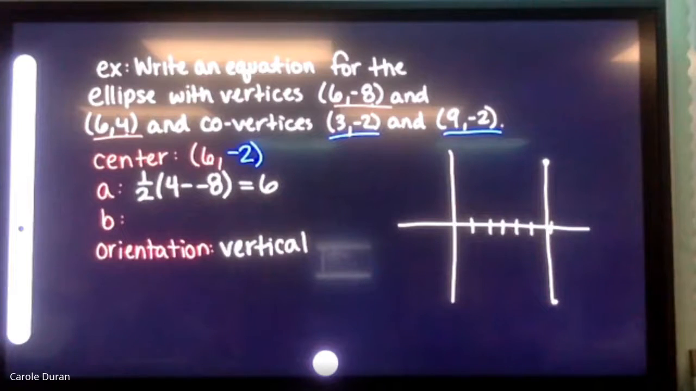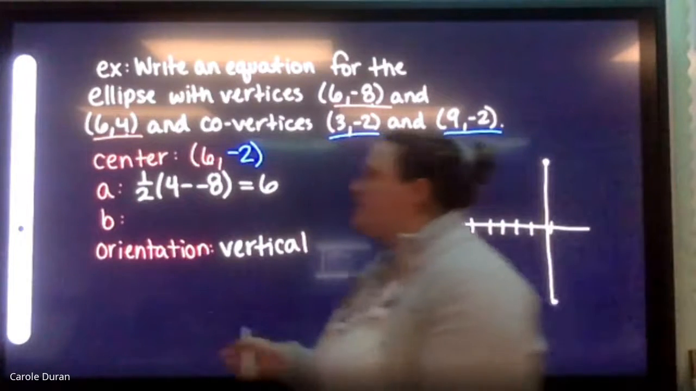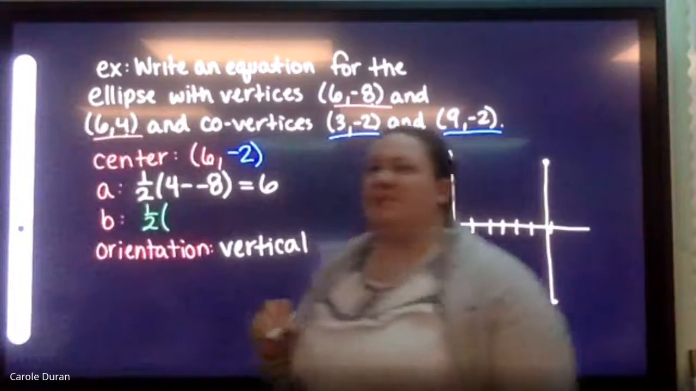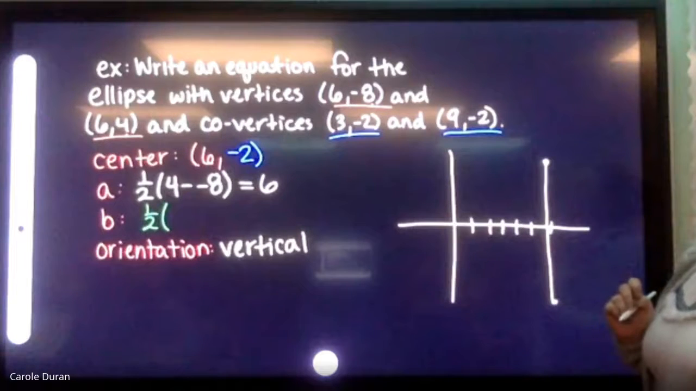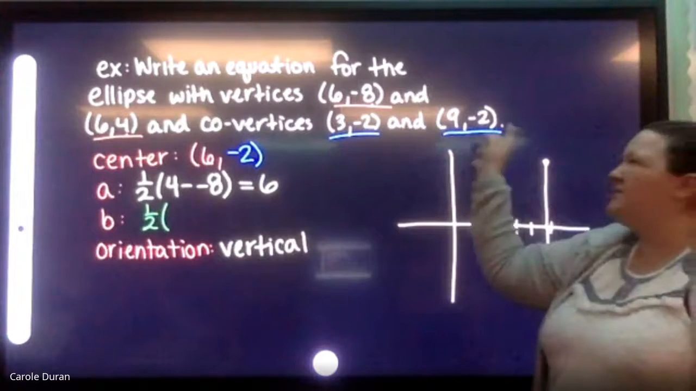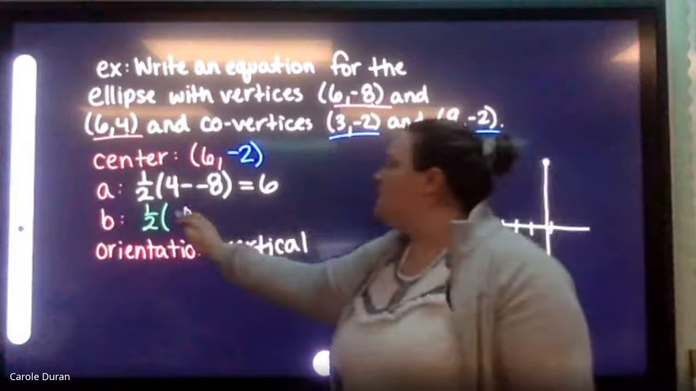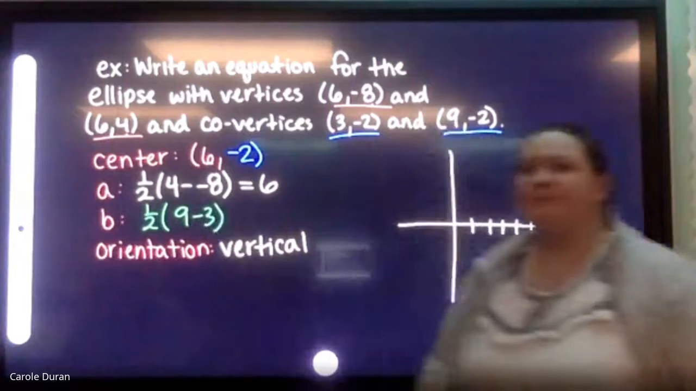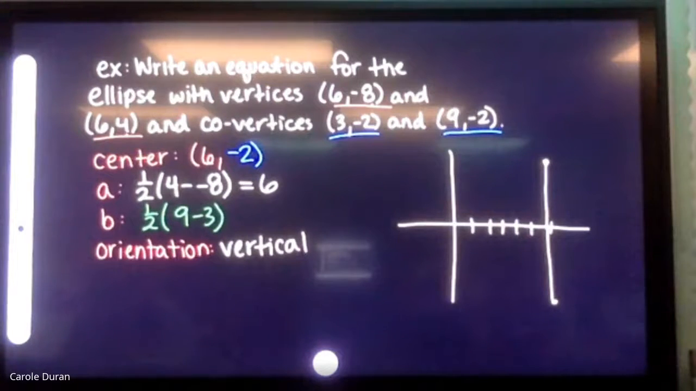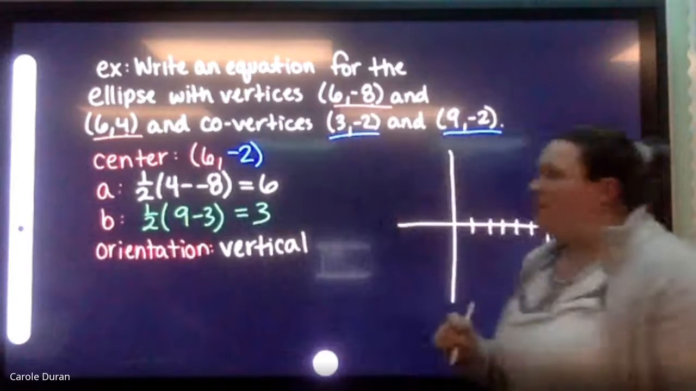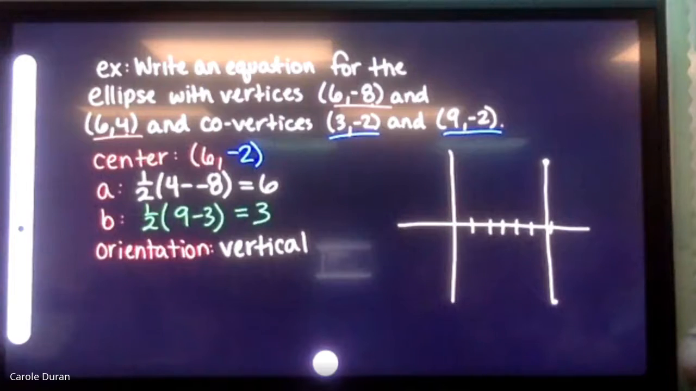Same concept for B, because I know the co-vertices are on my minor axis. It's also going to be 1/2 the distance between them. So for my minor axis, the y's are the same, so I'm going to subtract the x's. I'm going to do largest minus smallest. So I'm going to do 9 minus 3. 9 minus 3 is 6. Half of 6 is 3. So my b value here is 3. We always do biggest minus smallest. If not, we would just have to make it positive before we halved it.